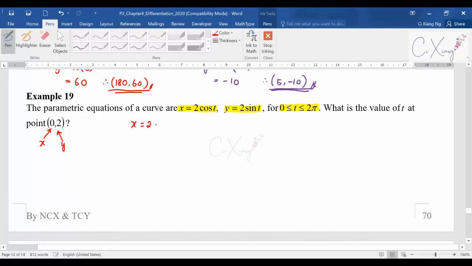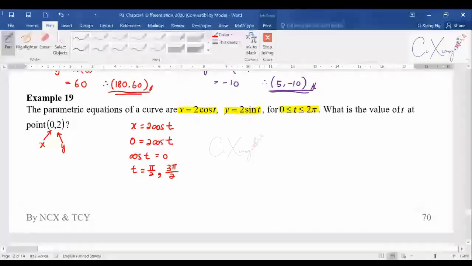So you start from the x equation first. Your x equals 0, so 0 equals 2 cos t, which gives cos t equals 0. From the graph of cos, which you have to imagine, cos t equals 0 when t equals pi over 2 and also t equals 3 pi over 2.